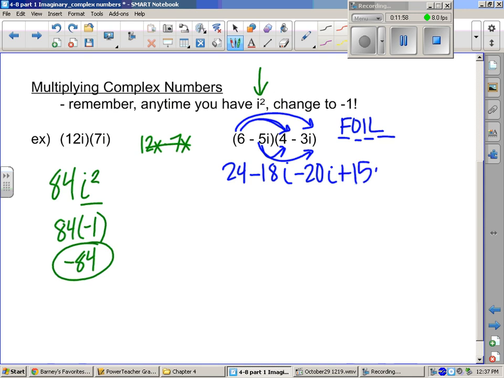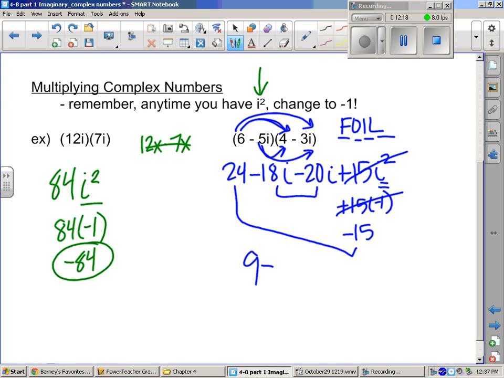i times i will be i squared. Hey, you can't have an i squared. So we are going to change that to a negative 1, which is going to change that to a negative 15. Hey, can I put that with the 24? You sure can. Those are like terms. So we're going to put those together, and we get 9. And then we also have like terms here, minus 38i. Nice. And that's it for today.